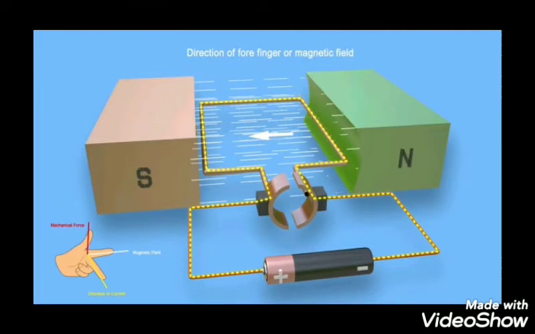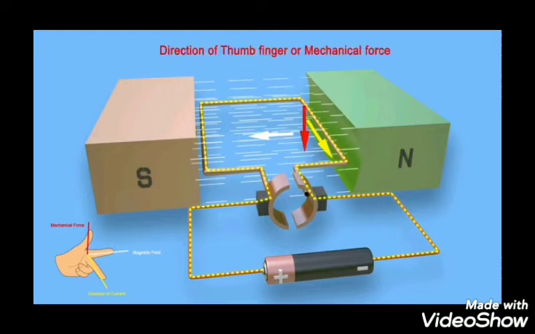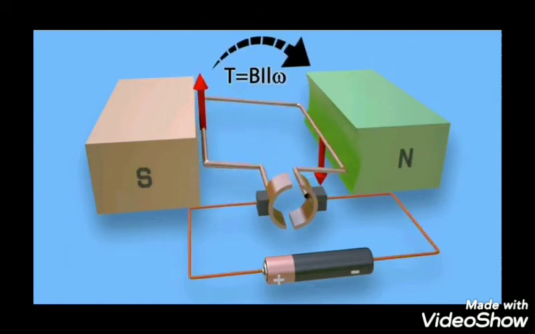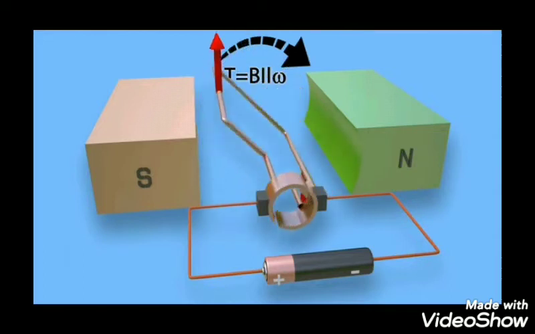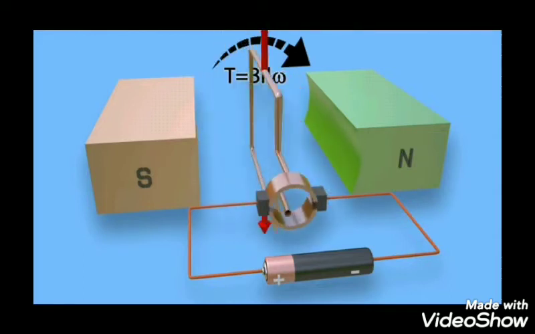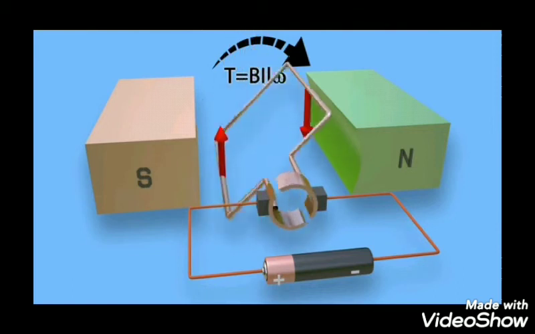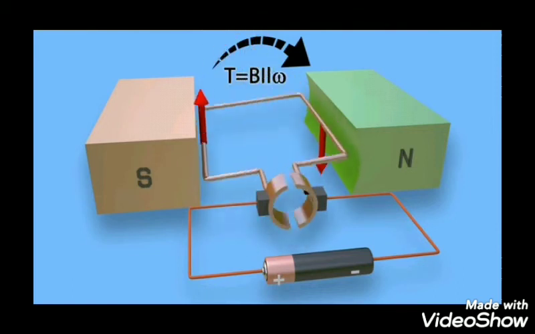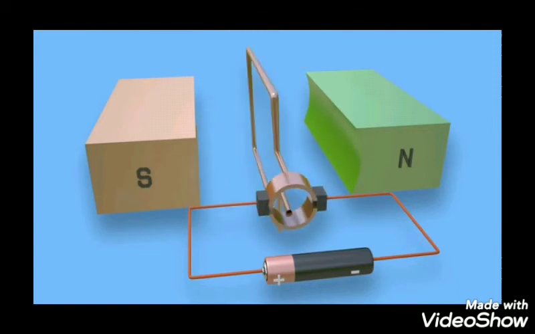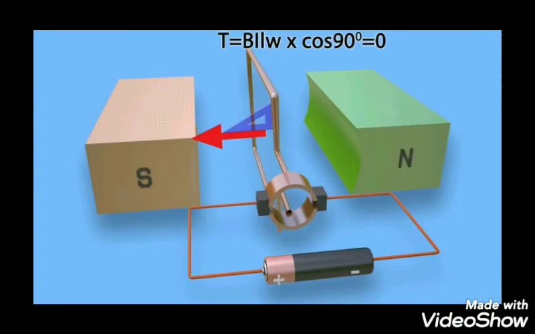Now let us consider the right side. The magnetic field is from north to south, and the current is the yellow arrow mark downwards. During that, the force is towards me, and the red arrow mark shows the direction of the mechanical force. Therefore, on the two arms, the current is flowing through them in opposite directions, thereby creating the mechanical force.